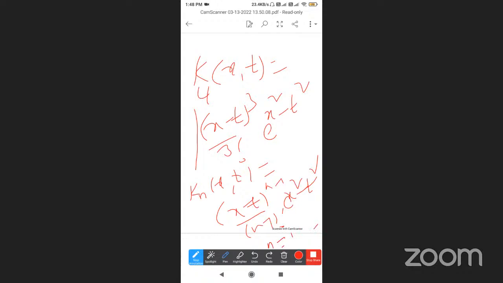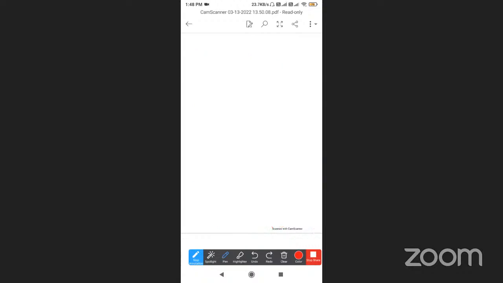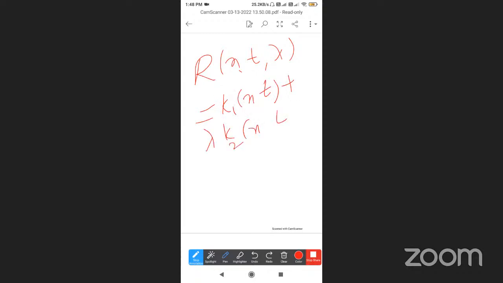That is page number 330. So what is the resolvent kernel? The resolvent kernel R of x comma t comma lambda is equal to the expansion k1 of x comma t plus lambda into k2 of x comma t plus lambda square into k3 of x comma t, and so on with lambda cube k4 of x comma t. All these values you can substitute.